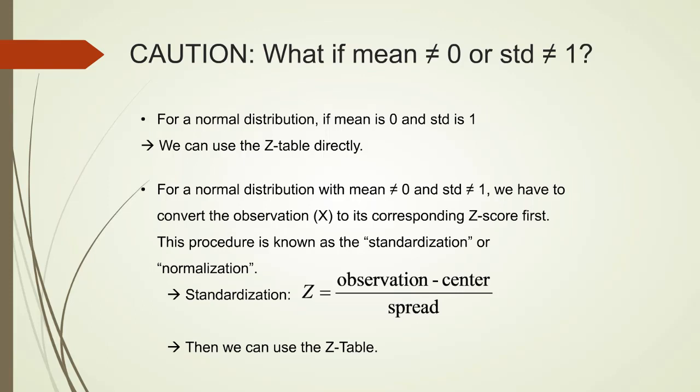The z-table is a very useful tool for solving problems involving the z-distribution, that is the standard normal distribution with mean 0 and standard deviation 1. However, when we are dealing with a normal distribution with either a non-zero mean or a standard deviation that is not 1, we would have to convert everything to their z-scores first before we can use the z-table. This procedure is known as standardization. So we use observation minus the mean, divided by the standard deviation, to get the z-scores.